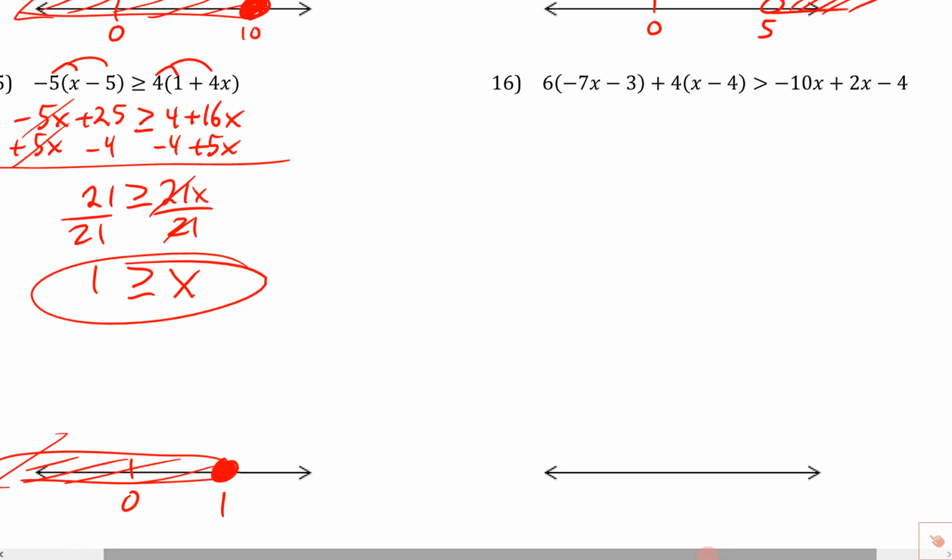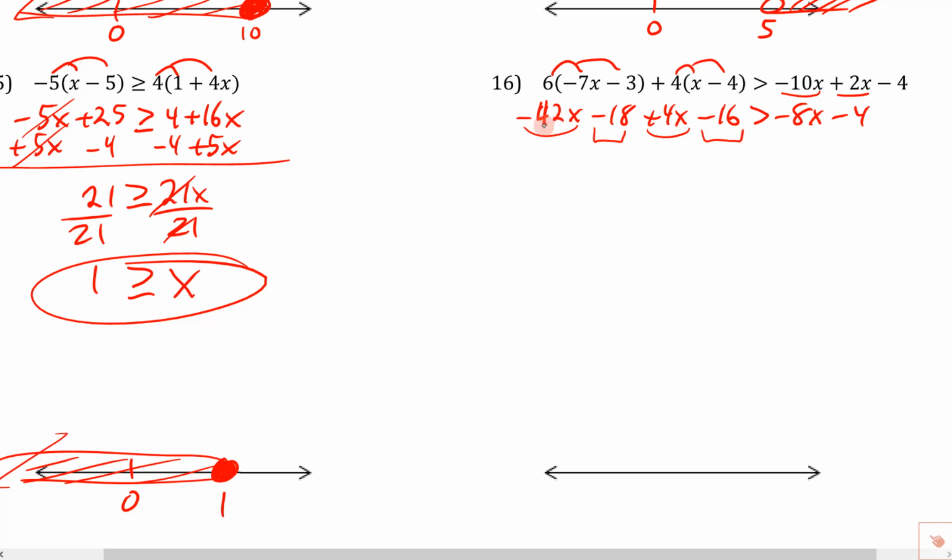Okay, last one looks like a big long one. We've got a lot of simplifying to do, so I'm just going to go ahead and distribute through here. So we get negative 42x, make that look like a 42. Then minus 18, this is plus 4x, minus 16. Again, we're not changing the direction of the inequality, but I am going to go ahead and combine the two of those. That's going to be negative 8x minus 4. Collecting some like terms here, let's see what we get. So if we put the two of those together, that's going to be negative 38x. If we put the two of those together, that's a negative 34.